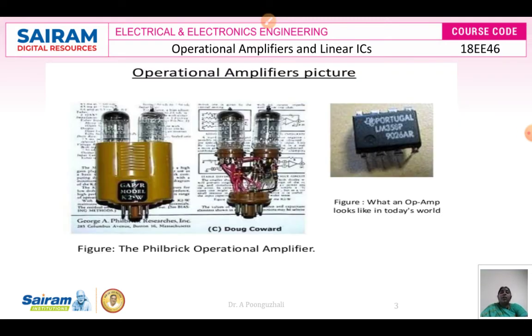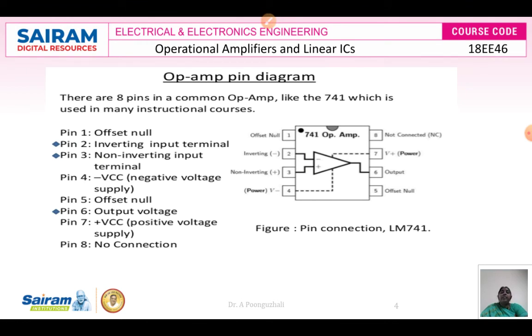So here is your operational amplifier picture, showing the initial stages of your operational amplifier. The first figure shows a Philbrick operational amplifier, which was the initial stage. Then later on the next stage of your operational amplifier. And finally, this is how your op-amp IC looks. So your op-amp is nothing but your LM741 IC we are going to use, or you can use your 358P IC. So next is your op-amp pin configuration.